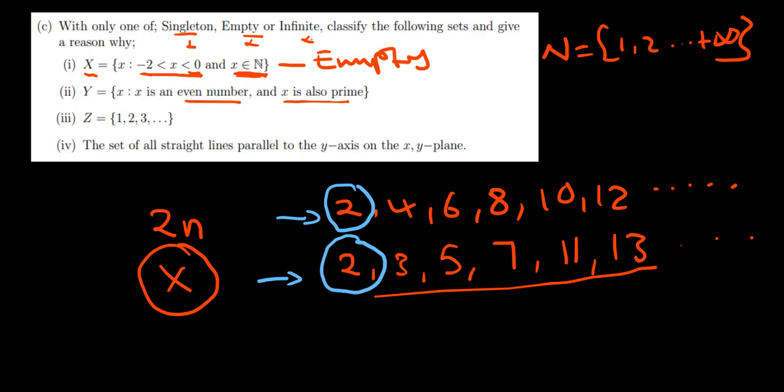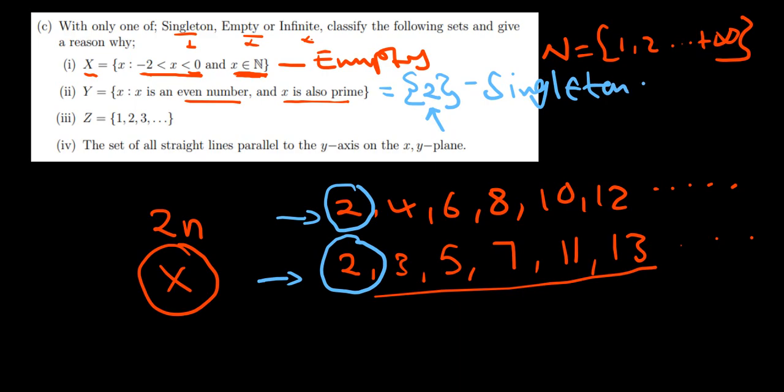Okay, so the 2 is prime and it's also even. So it means this set y here is going to contain only 2. Remember when we were defining a set, we said any set that has one element is called a singleton set. It has no partner, it's single. So that's a singleton set.